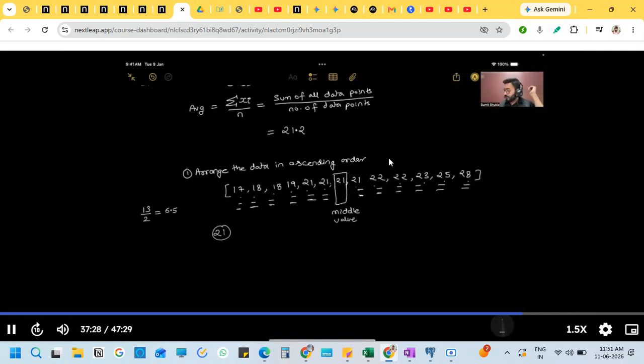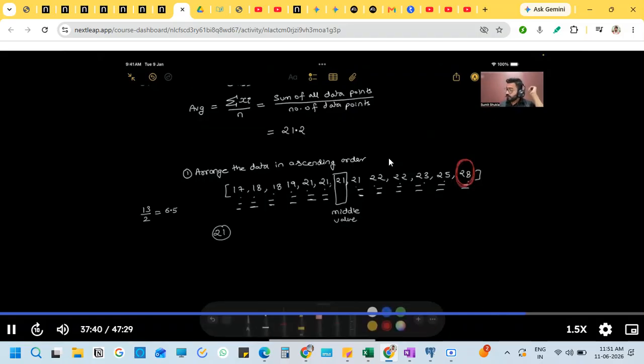Now, there is a very logical answer to this. It is because of this value. Now, what is this? This is your outlier. There is a new term I'm introducing right now: outlier. So outlier is any observation in the data which is very far away from the majority of the data.